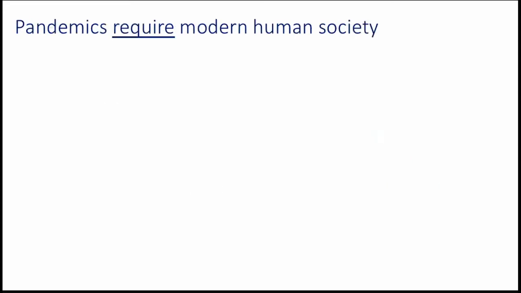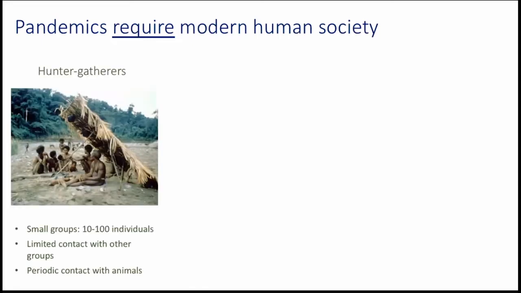And so for viruses to become pandemics, they require modern human society. Prior to agriculture emerging, humans lived in relatively small groups of 10 to 100 individuals, following a hunter-gatherer lifestyle, and had periodic contact with animals through hunting. However, if a virus made the jump from animals into a human, it would burn through these small groups, leaving the survivors generally immune to the virus, and therefore the virus had nowhere to go and fizzled out.